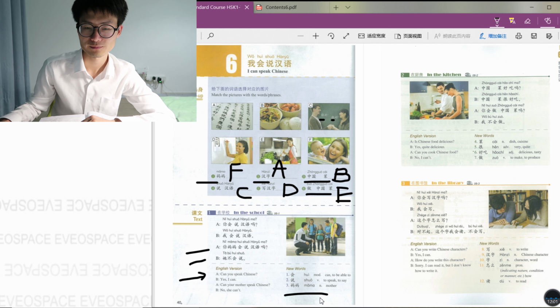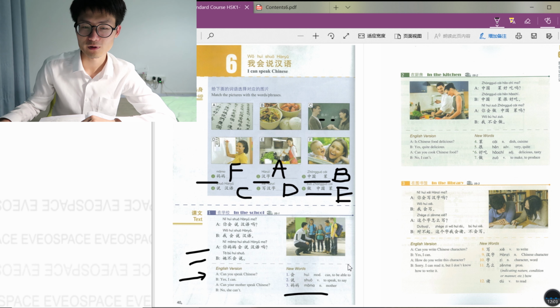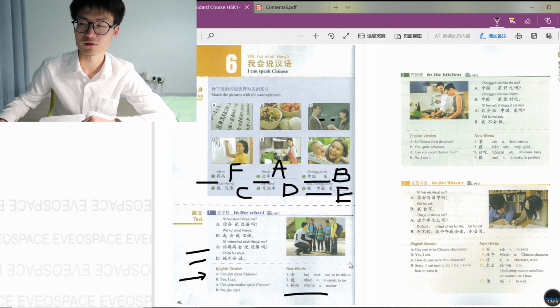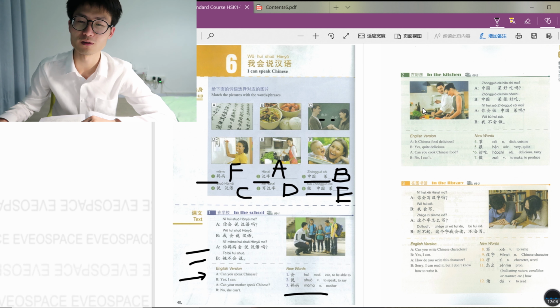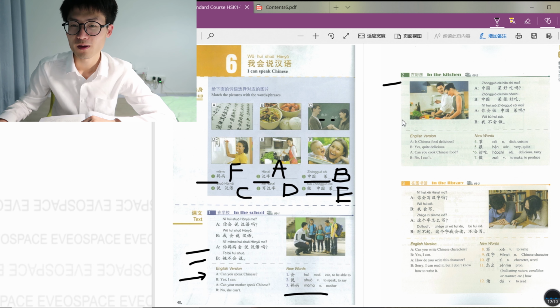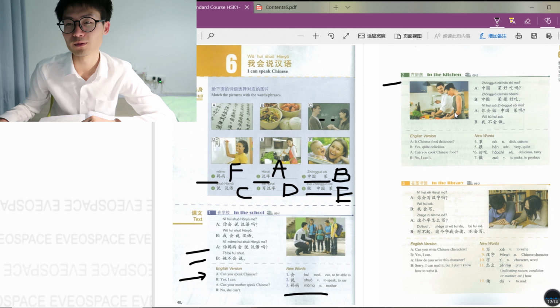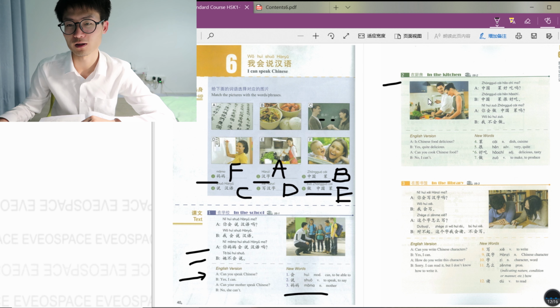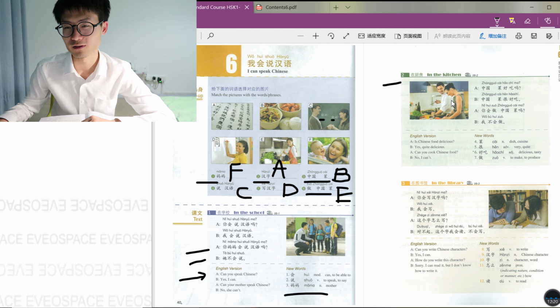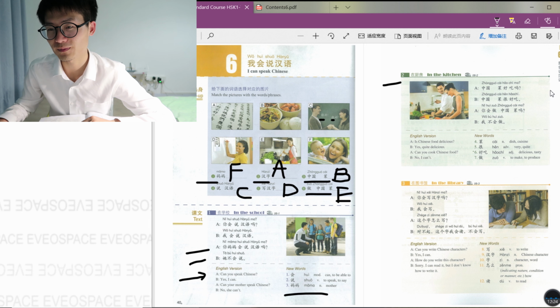Okay, basically, you can see the translations here. Those words we have learned just a few minutes ago. And then text 2, in the kitchen. So basically, I think it's this guy asking this girl.